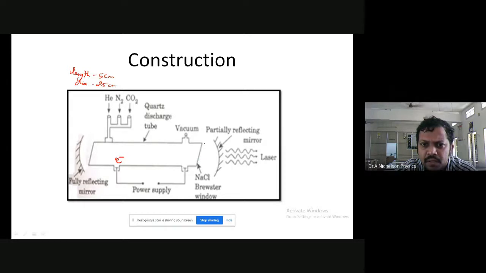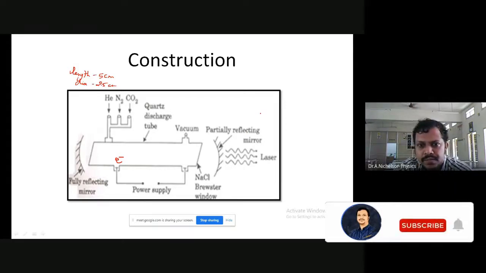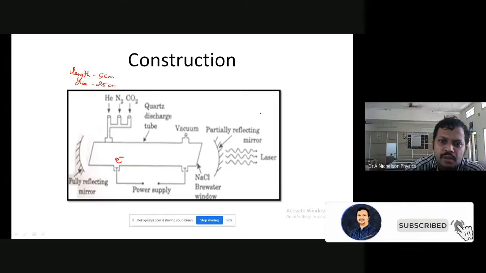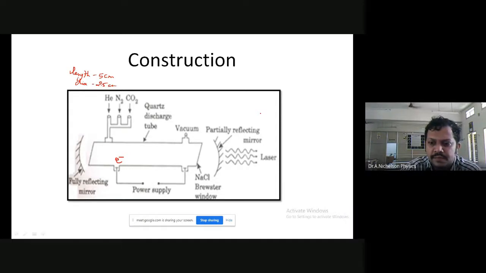So here the power supply is there. Then at the two sides you have sodium chloride Brewster windows. They will be maintained at a particular angle in order to increase the intensity of the laser. It is called a Brewster window, and it is made up of sodium chloride. And at the two ends you have the optical resonator arrangement. One is a fully reflecting mirror, and another one is a partially reflecting mirror. So this is a normal view of a carbon dioxide laser.